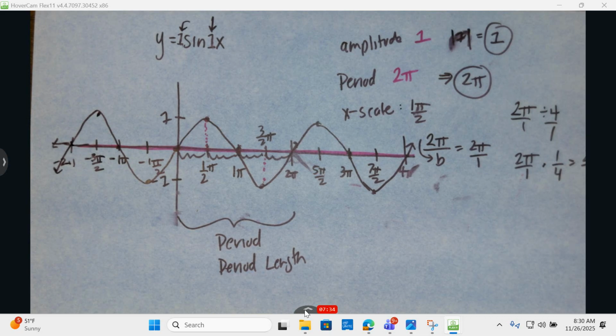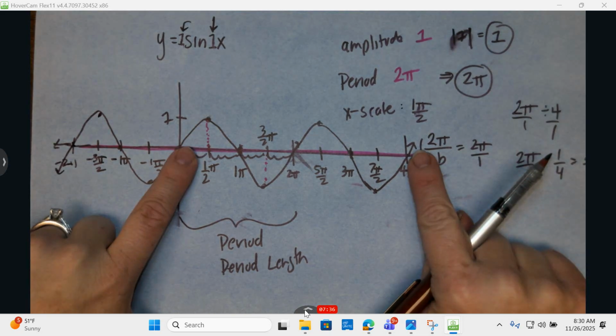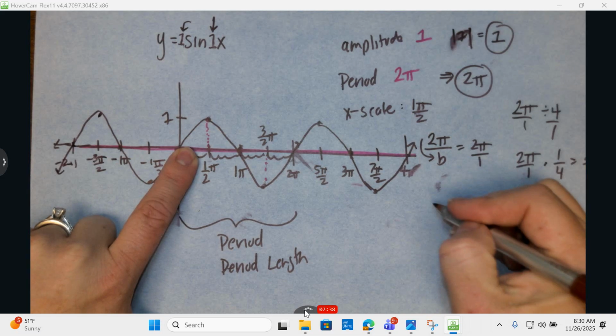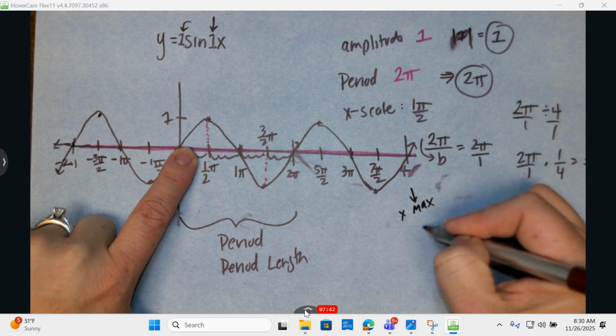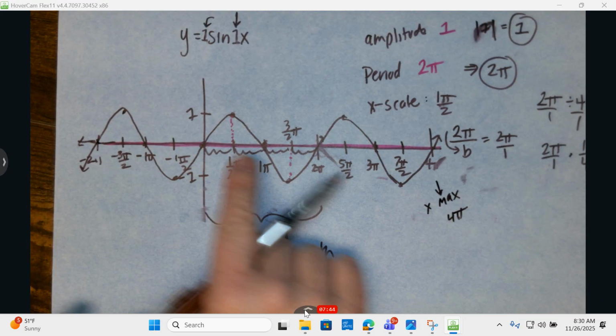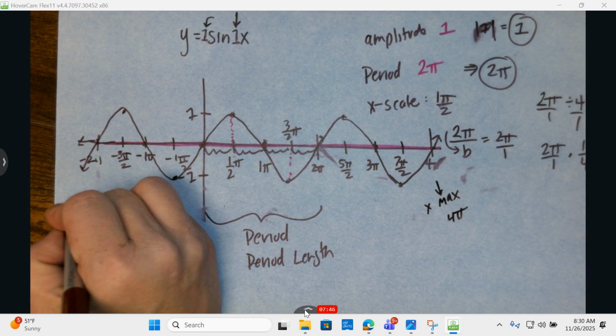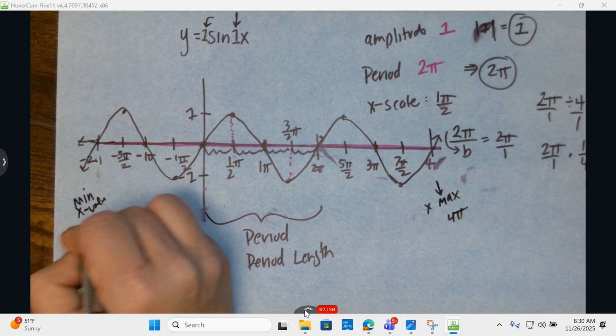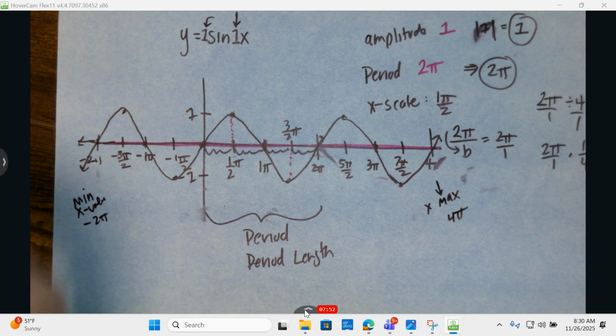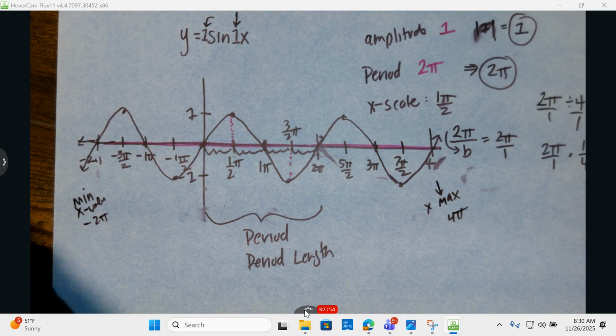The last question they're going to ask is, 2 cycles to the right is how far? And the answer would be, on this graph, the maximum x value we see is 4 pi. And then 1 cycle to the left, the minimum x value that we see on this graph is going to be negative 2 pi. Now, it's continuous, but on our particular graph, that's what it is.